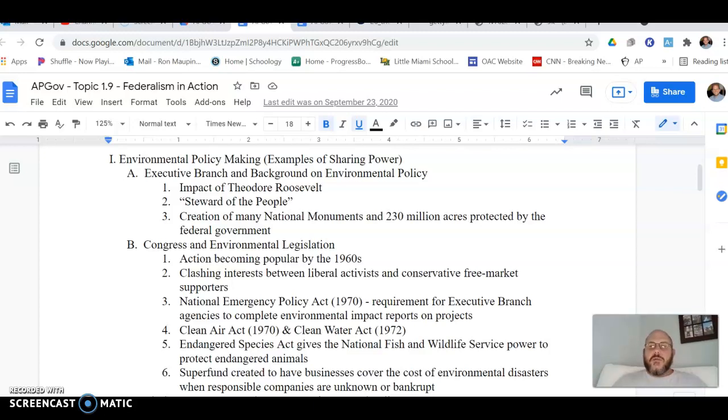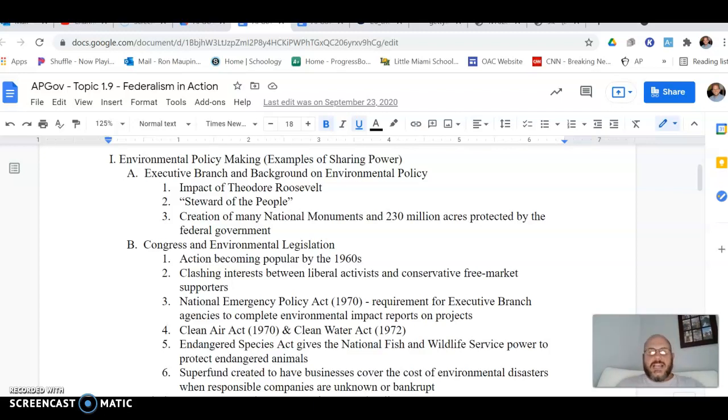This is a time period where littering was at an all-time high. You had the Cuyahoga River in Cleveland catching on fire. You had the work of Rachel Carson talking about the evils of DDT. So by the time we get to the 1960s, we see more and more liberal activists on the left that are environmentalists trying to push Congress to create more environmentally friendly legislation. And we will start to see that happen in the early 1970s.